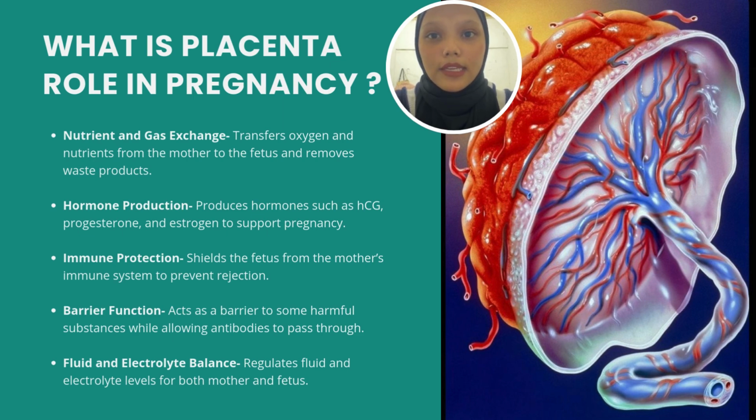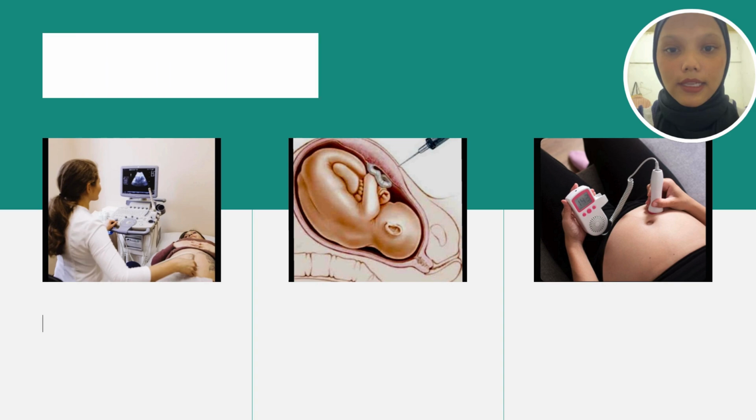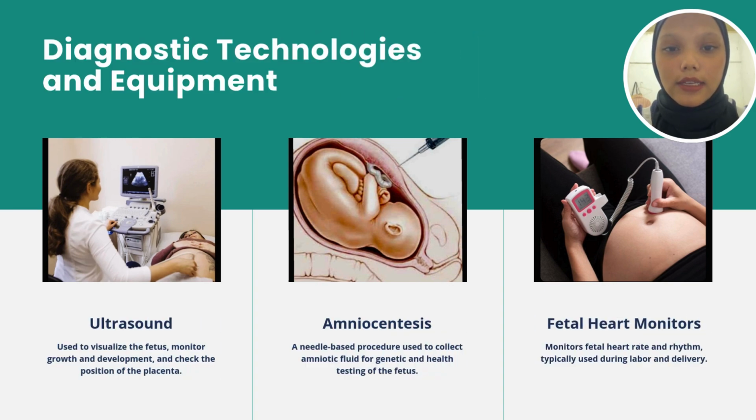Additionally, the placenta provides immune protection by shielding the fetus from the mother's immune system to prevent rejection. It also acts as a barrier, blocking certain harmful substances while letting antibodies through, and helps regulate fluid and electrolyte balance for both mother and fetus. Here are the diagnostic technologies or equipment.